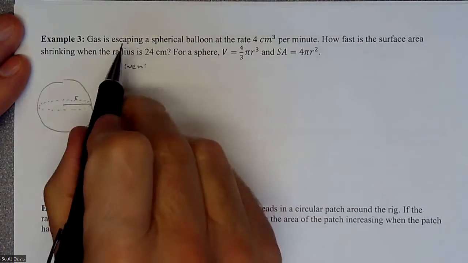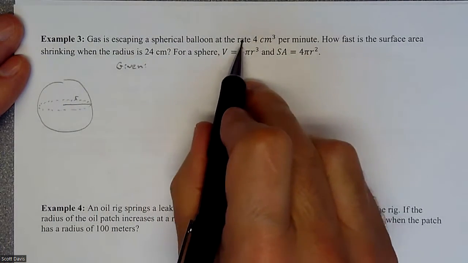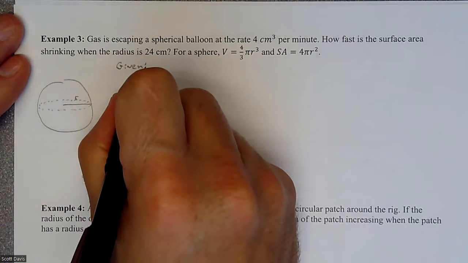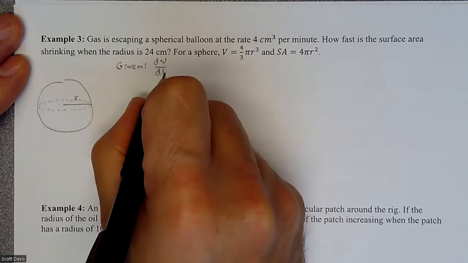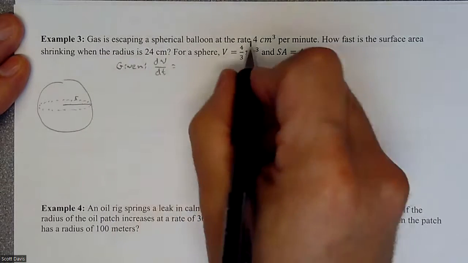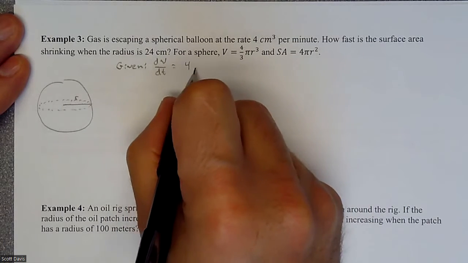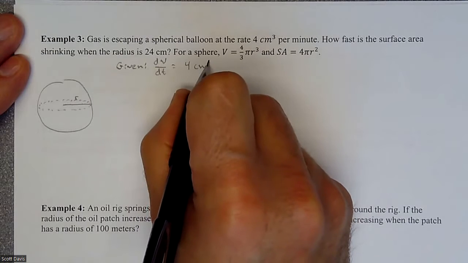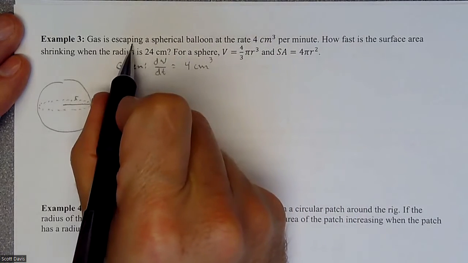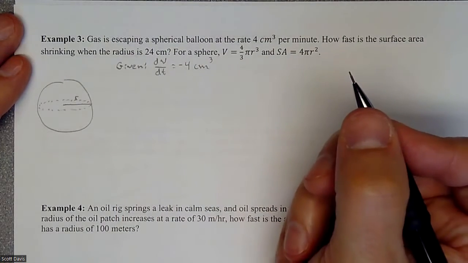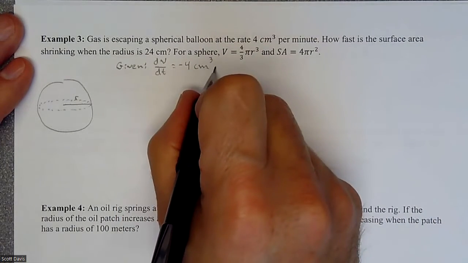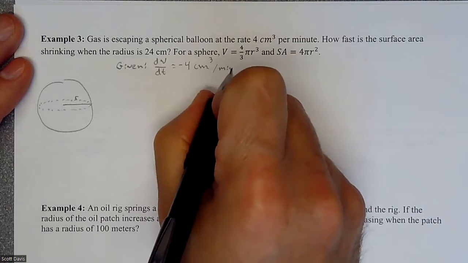that we have a gas escaping a spherical balloon at a rate. So we have this constant rate. So that is the change in your volume with respect to time. And that is going to be 4 cubic centimeters. However, the balloon is escaping, so it's shrinking, which means we should apply a negative rate to that. So negative 4 cubic centimeters per minute.